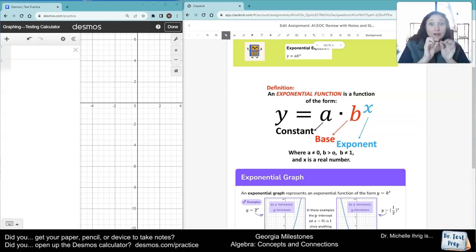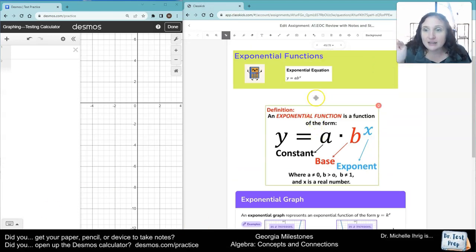We talked about linear functions being a straight line. We talked about quadratics being U's, smiley faces or sad faces. Exponential equations and functions kind of go slow, slow, slow, fast, or fast, fast, fast, slow. And so that's what we're talking about.